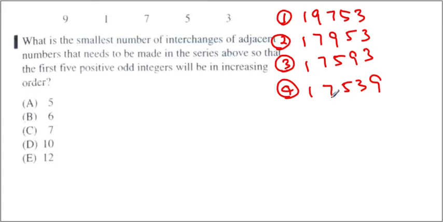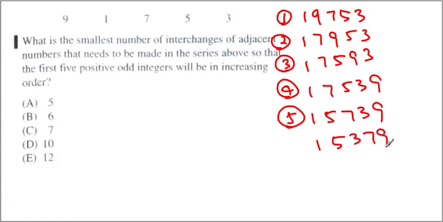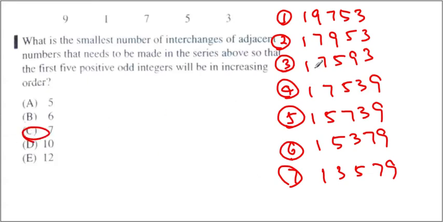Now next, 7 has to go over here and 3 has to come, so the fifth move will make 1 5 7 3 9, and the sixth 1 5 3 7 9. See, I'm trying to push the 7 next to the last placement. Now the seventh move will make 3 and 5 exchanged, so 1 3 5 7 9. So it will take us 7 moves to put these numbers into the right places. Alright, let's move on to the next question.